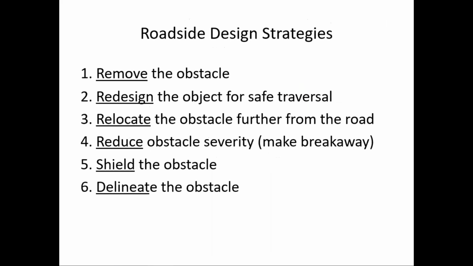I will just repeat this slide. I believe I showed this on each of the previous 2 days. This is the priority scheme, or the roadside design strategies, that agencies might think about. The first priority, if you can do it, is to remove that obstacle. If not, redesign it. If not, relocate it. If you can't do any of those, reduce the obstacle severity and make it breakaway. And then the fifth thing would be, if we can't do any of those other things, shield the obstacle, or lastly, delineate the obstacle.